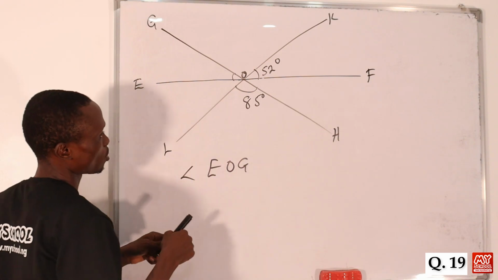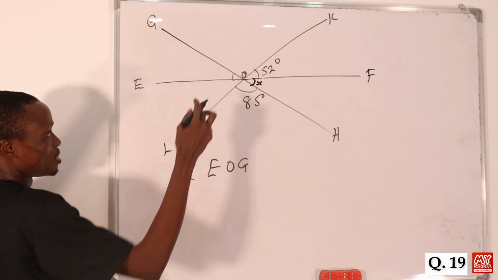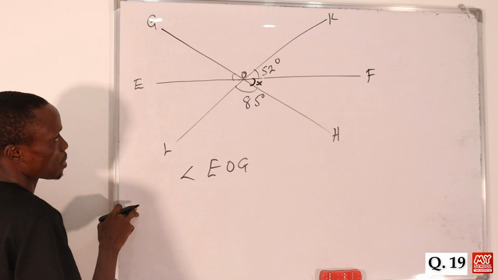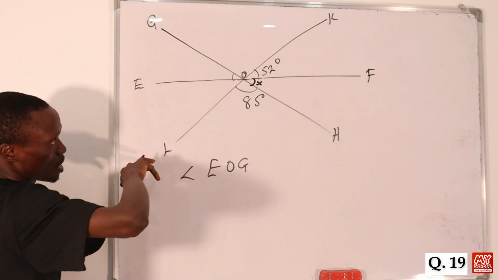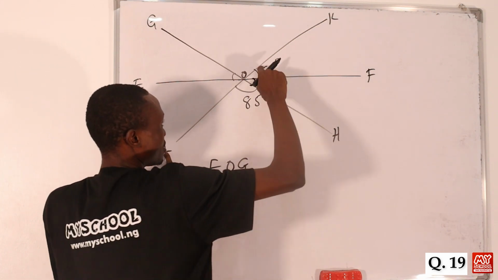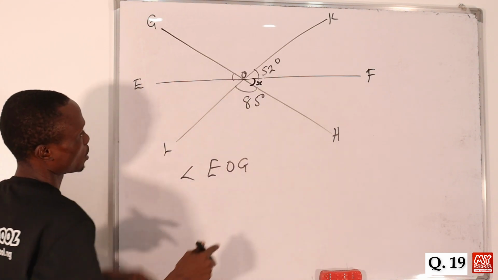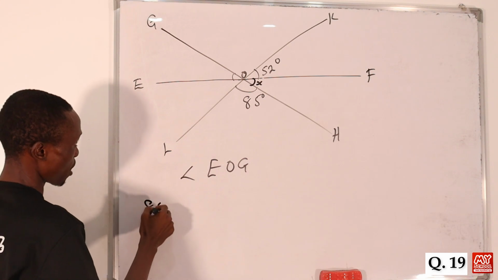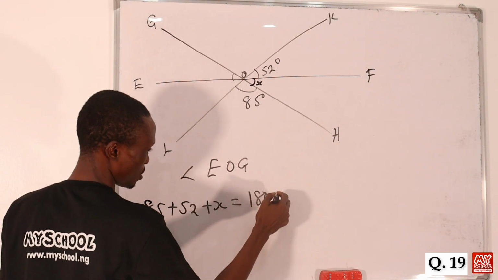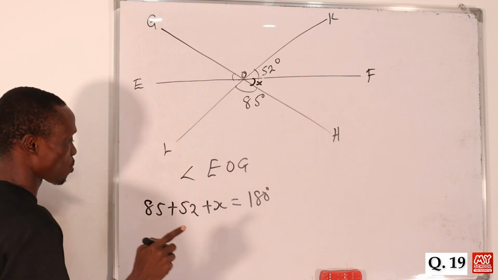This angle here, let's call it X. It's directly facing the angle that we are asked to calculate for, which is EOG. But remember that the sum of angles on a straight line is equal to 180. So this is the straight line LK, and these are the angles that are lying on the straight line. So here we'll have 85 plus 52 plus X is equal to 180. Sum of angles on a straight line, that is the reason.